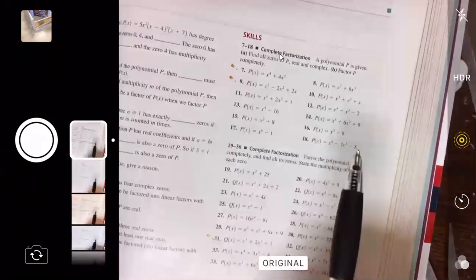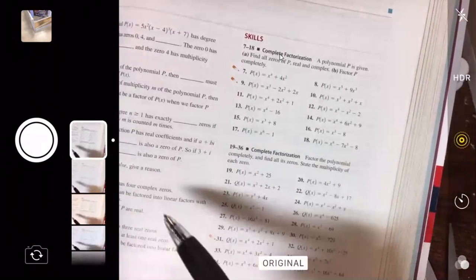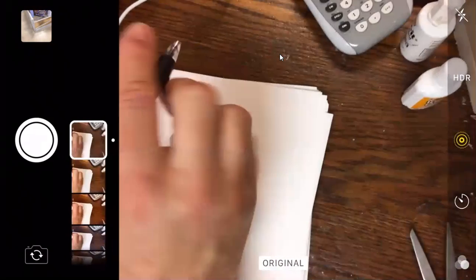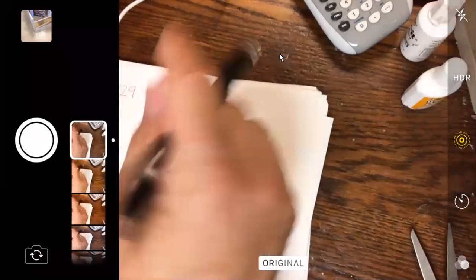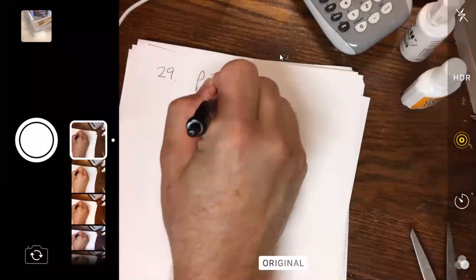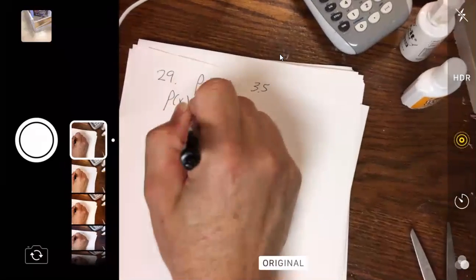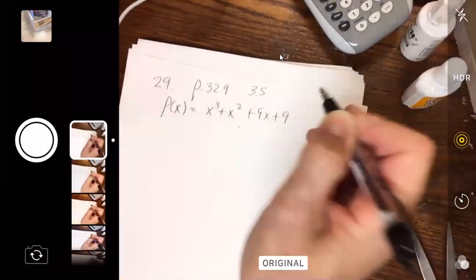And in 3.5, they generalized it. So some of these zeros are whole numbers or fractions, like last section, and are real, in other words, and some are imaginary, have imaginary zeros. Why don't we pick one like 29? That's the more general case, where you're doing imaginary zeros. It's off page 329, 3.5, and it's P of x equals x cubed plus x squared plus 9x plus 9.